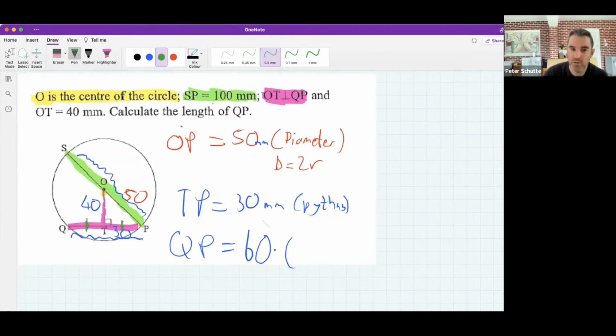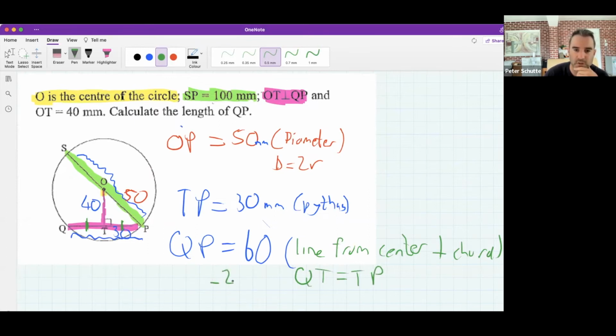Perfect. Okay, so there's a couple of ways you can write it. The one that I would just say, it reads like English, is line from center perpendicular to chord. And therefore you know that QT is equal to TP, right? So that's why this is just going to be 2 times 30. And what's 2 times 30? It's going to be 60. So if you look at what you observe here, line from center perpendicular to chord, therefore you know that this is going to be equal. And so that would be 60. Awesome.